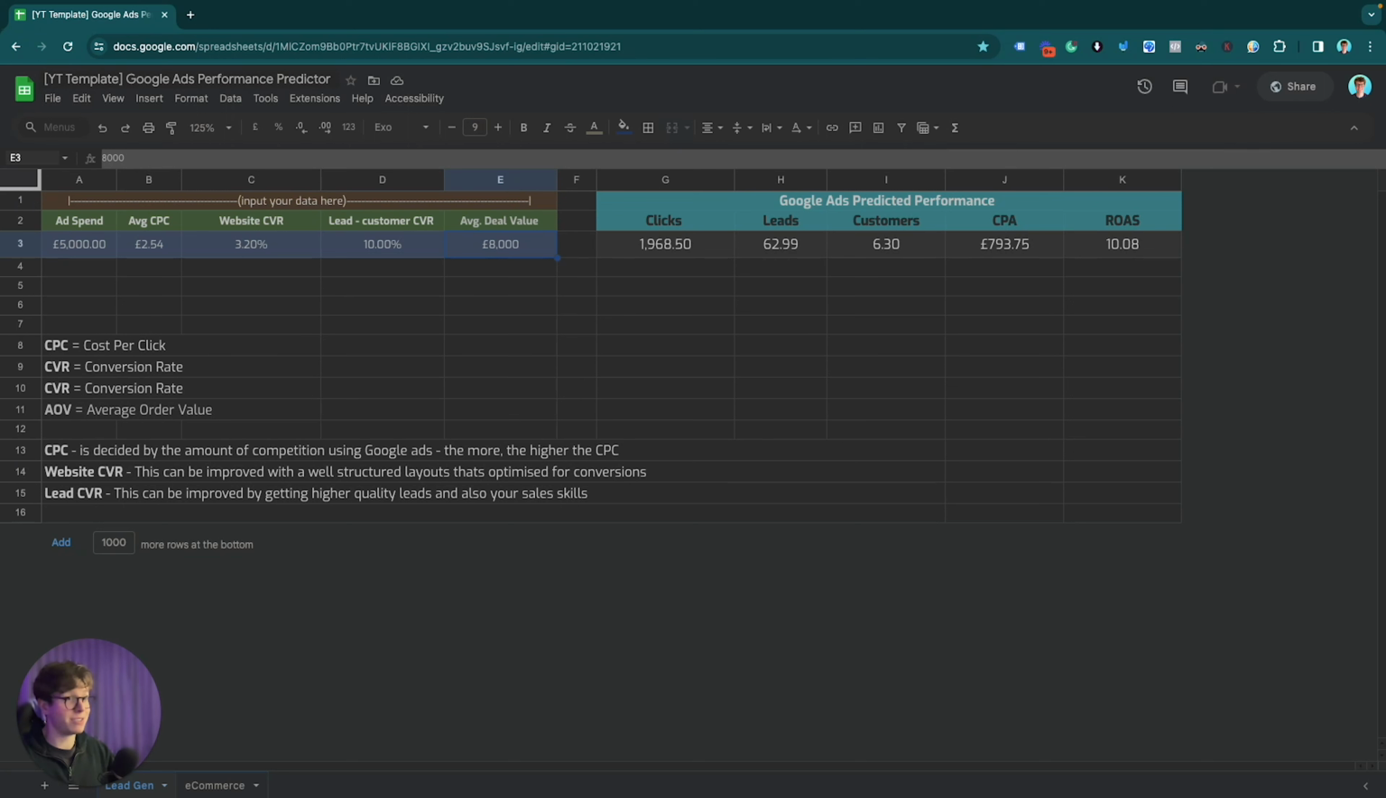Then we can go on to a metric that's really going to affect your results, your average deal value. Let's put this down to half, £4,000. And there you go. We can immediately see our ROAS is halved to 5.04. So we can see how important it is to be sending high quality traffic to your website, but it's also important to have a really good conversion rate on your website. It's also important to have a really good sales process and a conversion rate with your sales team. And it's also good to have a higher deal value. So these are all metrics that are all interchangeable, but this is an example for you guys to use for yourself, for use to your business.